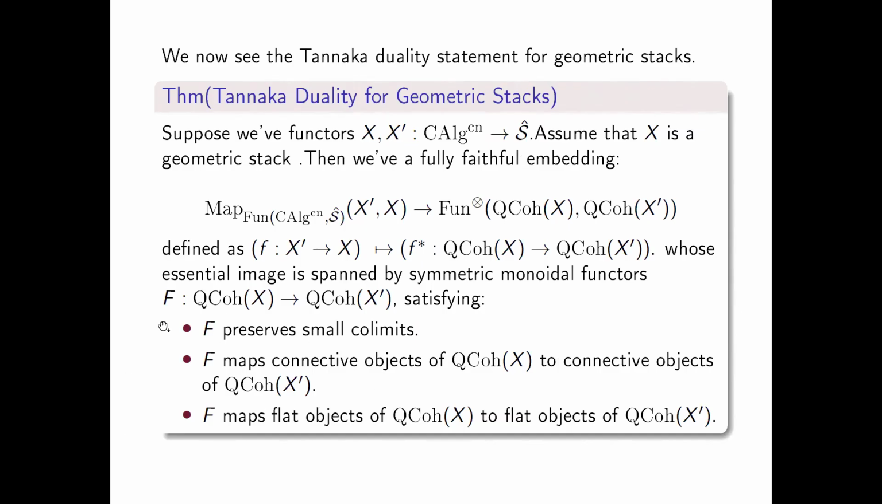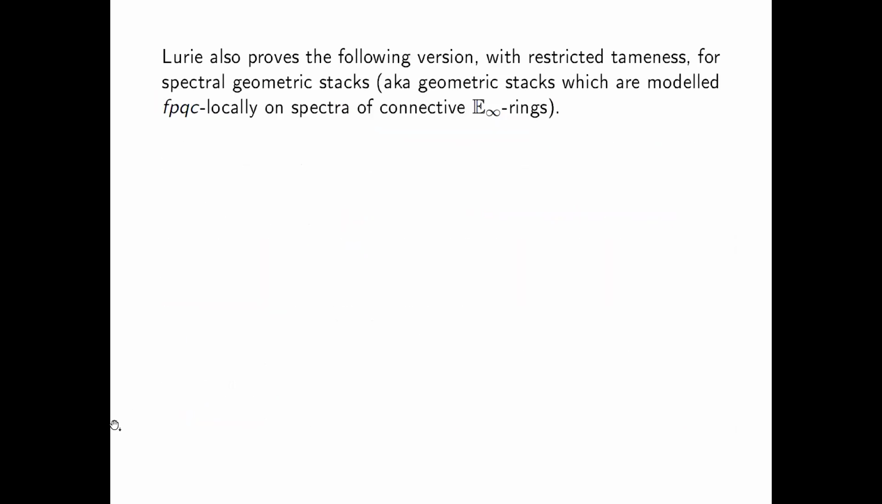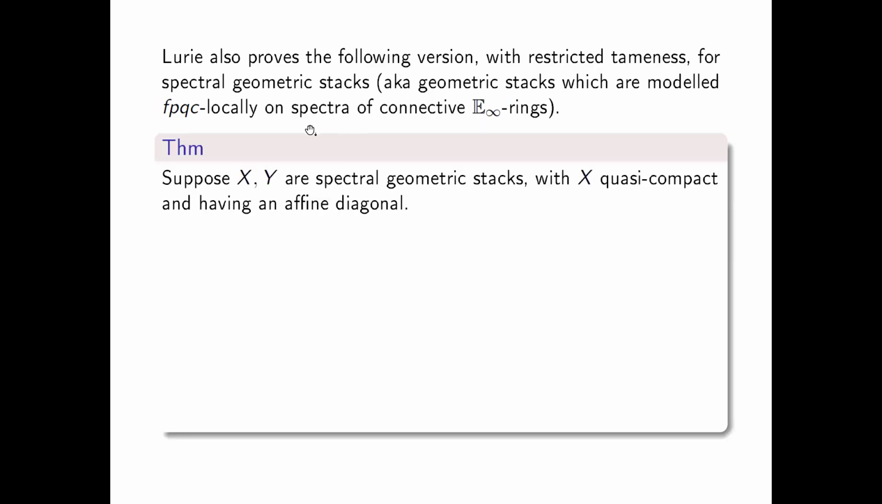So folks, this is where I'll explain what I mean by tameness. These are the tameness assumptions that we want to get rid of. Lurie also proves the following version with some sort of restricted tameness, as in only the flat has to go to flat, as we'll see. For a spectral geometric stack, when I say spectral, it means geometric stacks which are modeled FPQC locally on spectra of connective E-infinity rings.